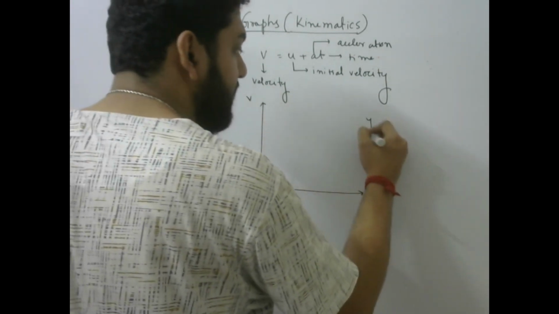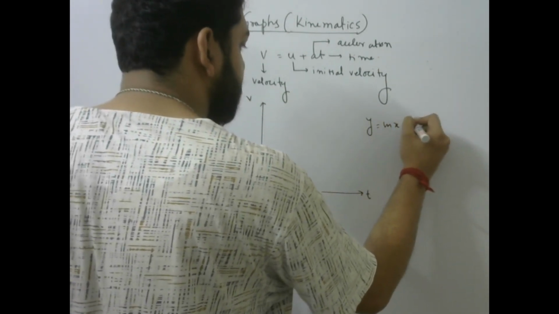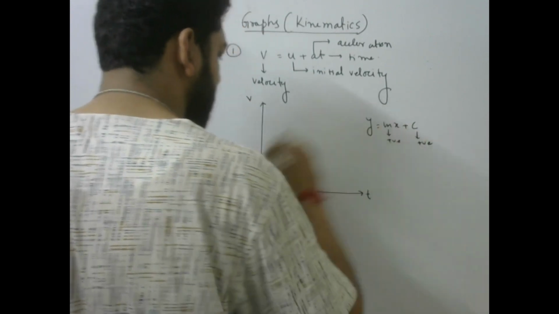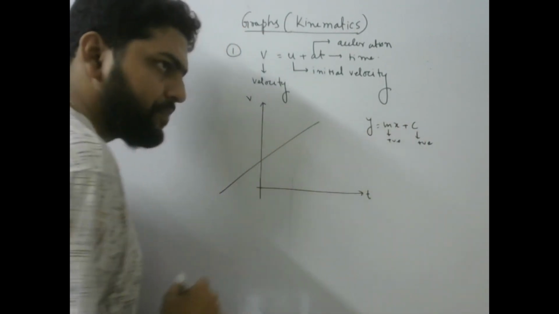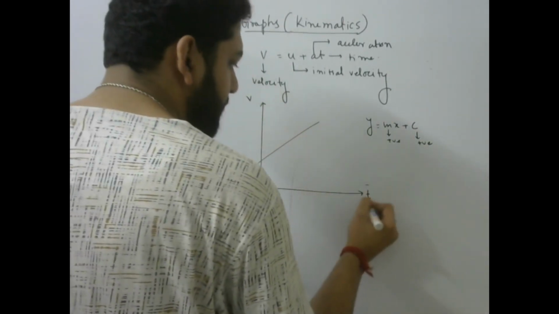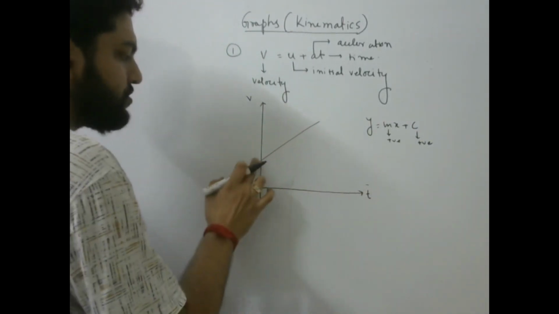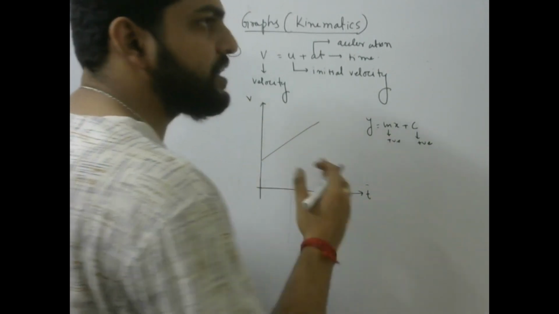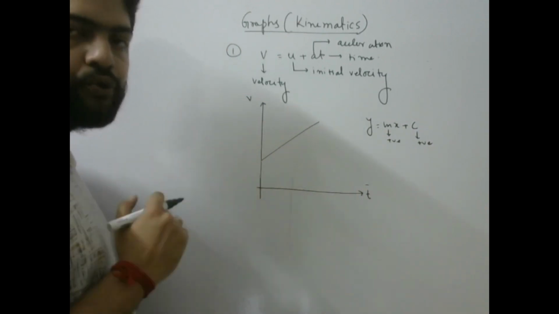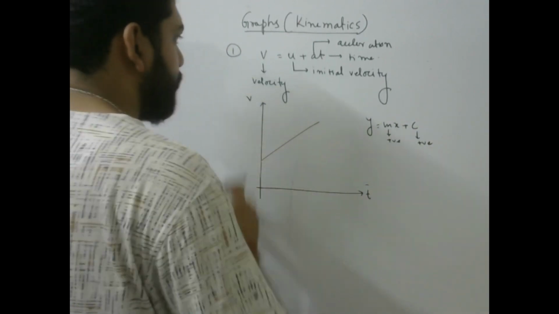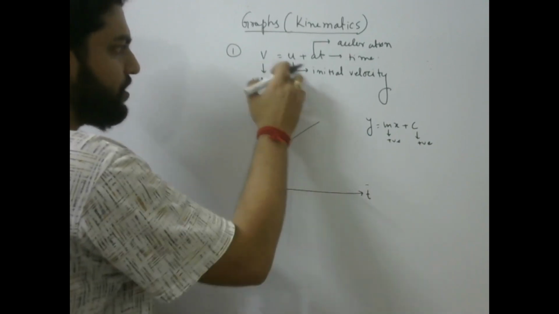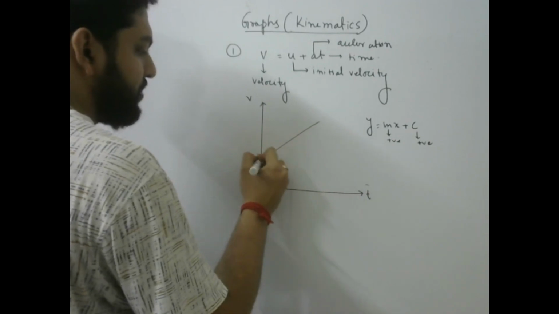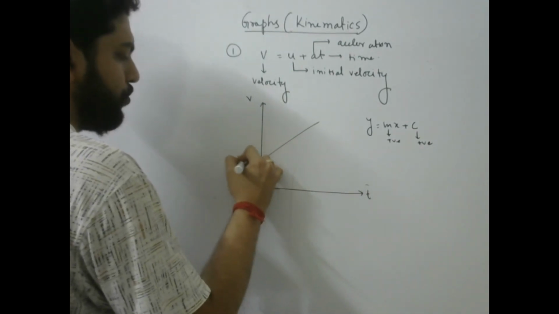From the previous understanding of the graph, we know that y equals mx plus c. If m is positive and c is also positive, the graph will look like this. But here time is representing the x-axis, so negative time cannot be possible. So we will start drawing our graph from t equals 0. Let's draw this equation. u is the initial velocity, so if the initial velocity is positive, then it will start from some positive value of u over here.